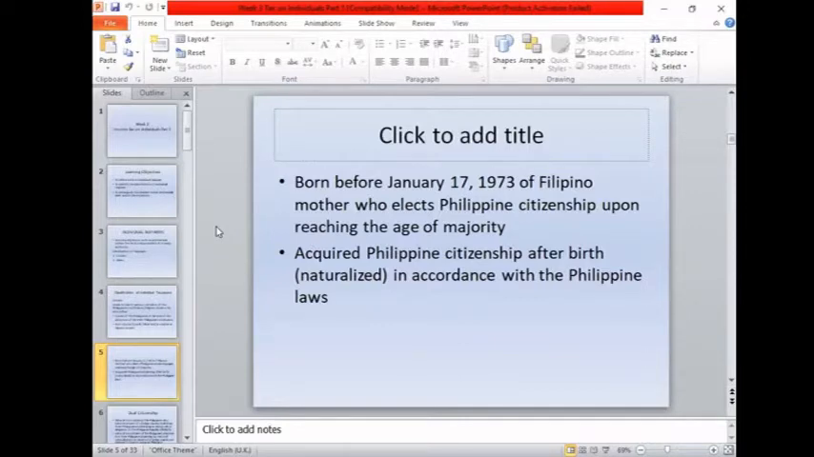The second one is the foreigner. If we say foreigner, there's no Filipino blood, but they want to acquire Philippine citizenship. If the Philippine government grants it to the foreigner, then they will become a naturalized Philippine citizen or Filipino citizen. Because a natural-born and a naturalized citizen are different. Okay?